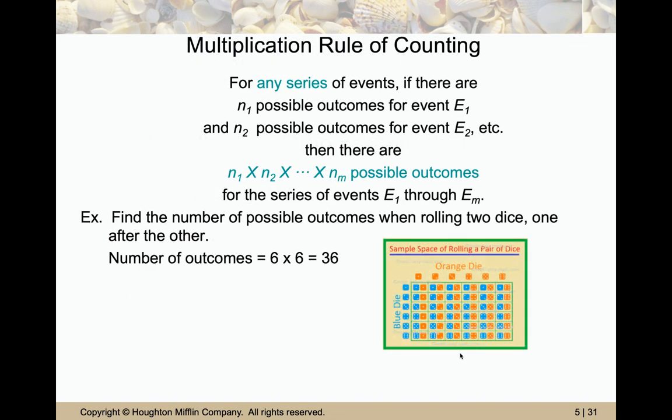Okay, so the multiplication rule for counting says that if you've got a couple of events going on, the number of outcomes for the first event times the number of outcomes for the second event tells you the total number of possible outcomes. So we want to find the number of possible outcomes when rolling two dice, one right after the other. Okay, so you have 6 outcomes for the first die. Here we've got a blue die. That's our first die. And then here's an orange die. That is our second die. And so together, there are 36 possible outcomes.